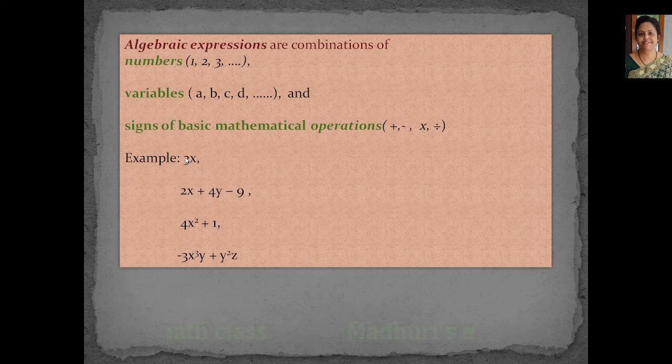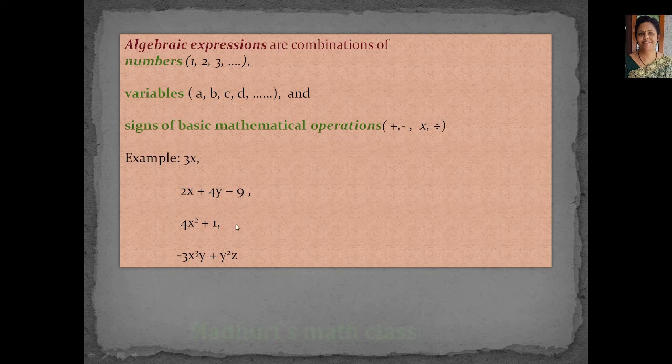Example: 3x. In 3x, the number is 3, the variable is x, and the sign of mathematical operation is multiplication. 3x means 3 into x. Next algebraic expression is 2x plus 4y minus 9. Here 2, 4 and 9 are numbers. x and y are variables.